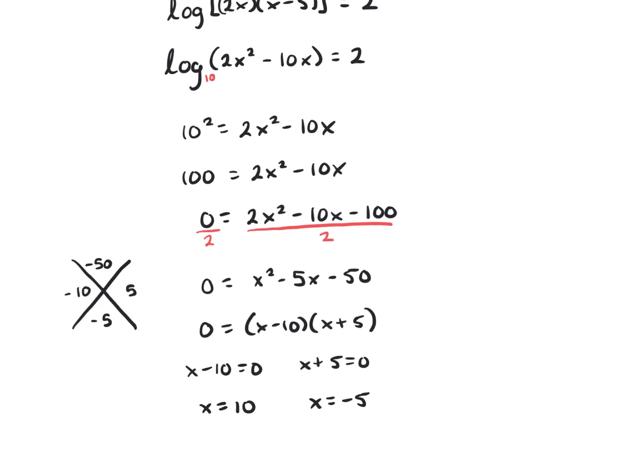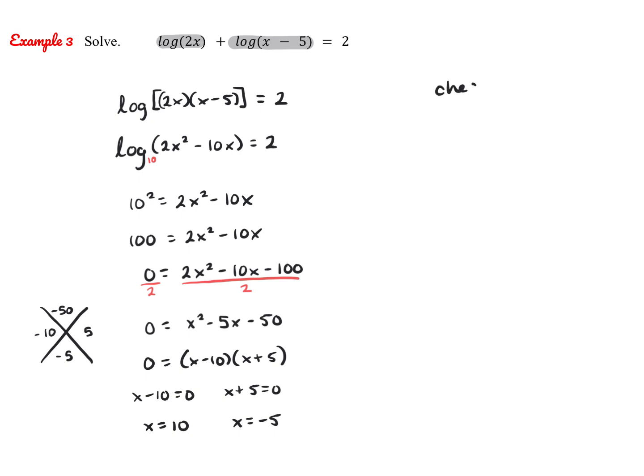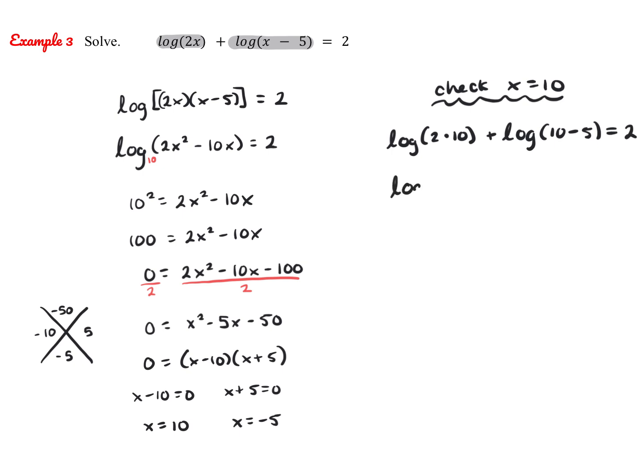Okay, so we have two potential answers. But I say potential because we need to check. So let's start by checking x equals 10. We have the common log of 2 times 10 plus the common log of 10 minus 5 equals 2. So here, this gives us the common log of 20 plus the common log of 5 equals 2.